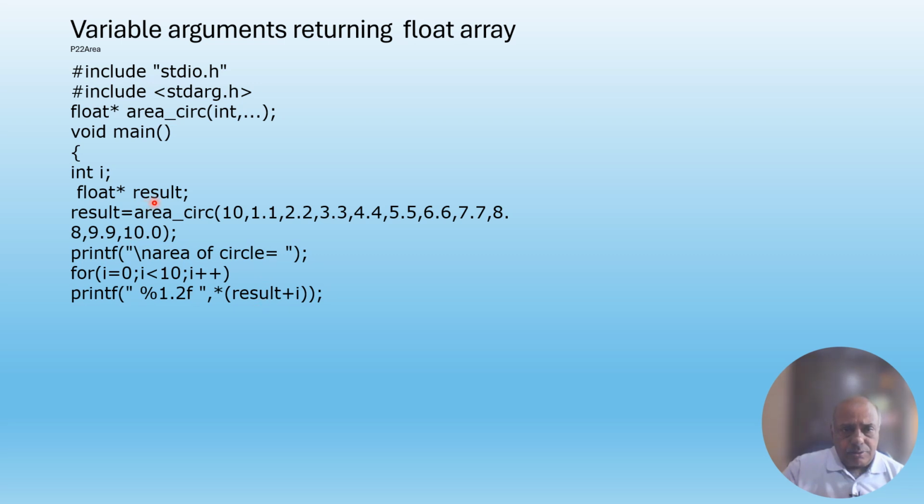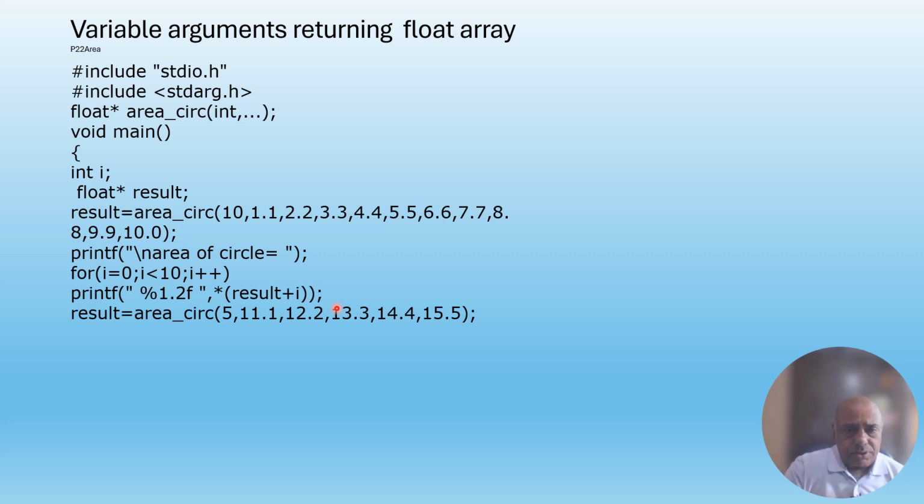Then this function returns a pointer to an array, and that pointer we dereference here for getting out its value stored in that array through this loop: i equal to 0, i less than 10, i plus plus, printf *(result + i).